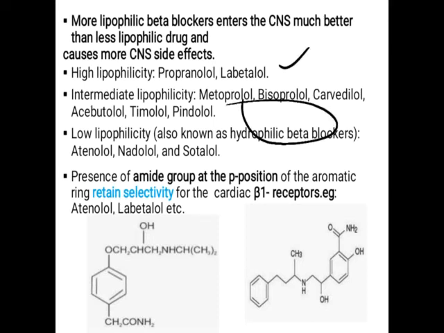Then the presence of an amide group at the para position. Here you can observe the amide group at the para position. Then it will retain the activity for beta 1 selectivity. So atenolol, labetalol, these structures have the amide group at the para position, so they will have selective activity for the beta 1 receptor.